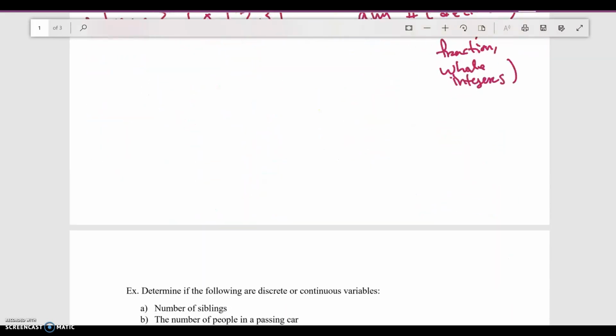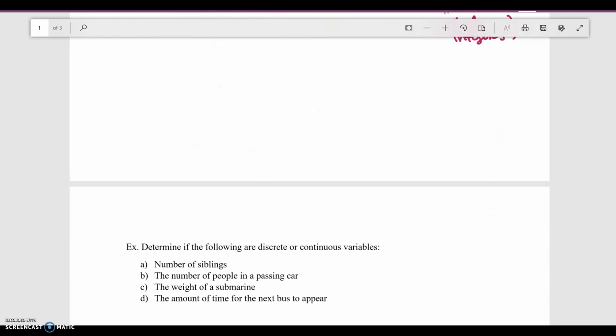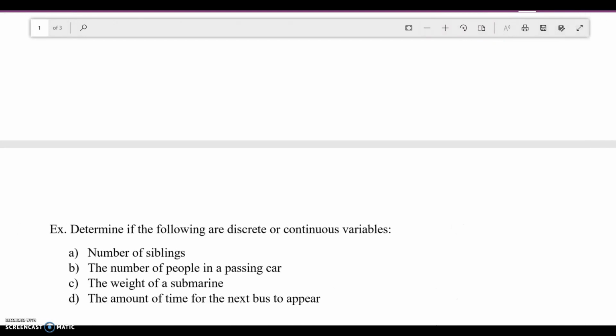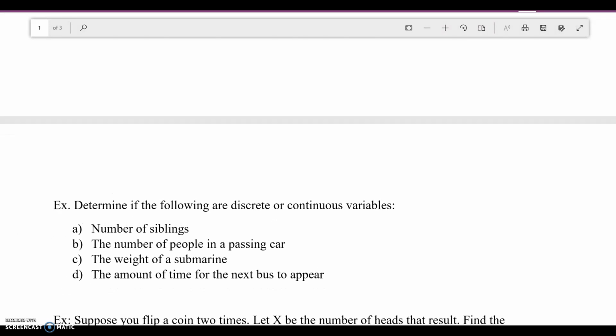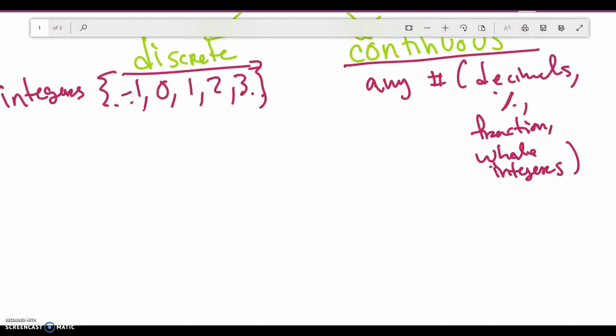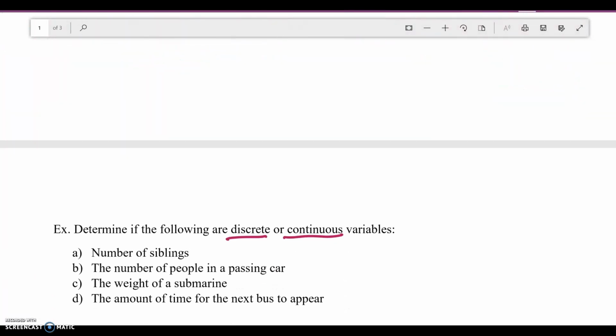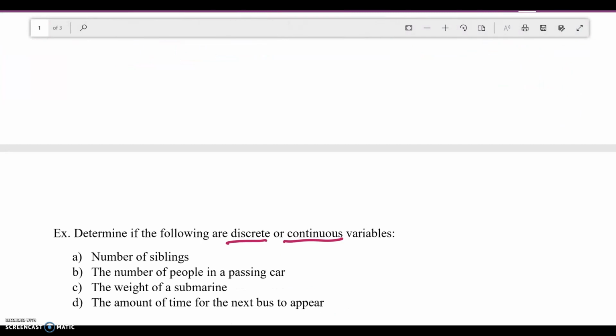So let me give you a couple of examples. Let's do this problem. Determine if the following are discrete or continuous variables. The number of siblings. Is this continuous or is it discrete? Well, discrete random variables can only take whole numbers, while a continuous random variable can take whole numbers and decimals. However, can you have half a sibling or a fourth of a sibling? Not really. So this is a discrete random variable because it can only be expressed as whole numbers.